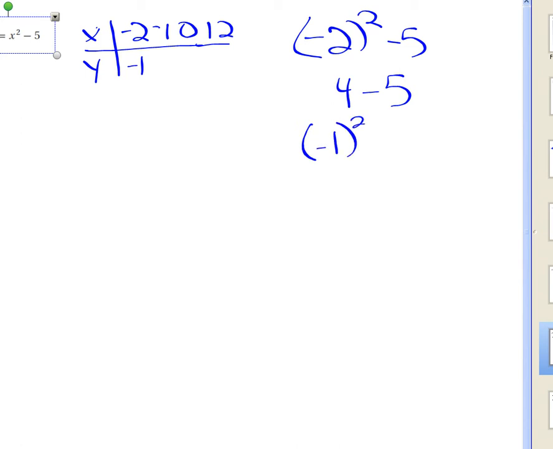We go to the next one. So -1 squared minus 5. It's -4. If you need a calculator for this, you're doing something wrong. Okay, next one. 0 squared minus 5.